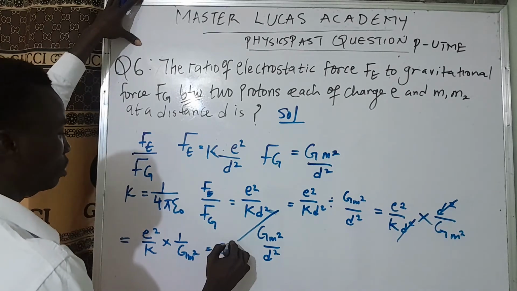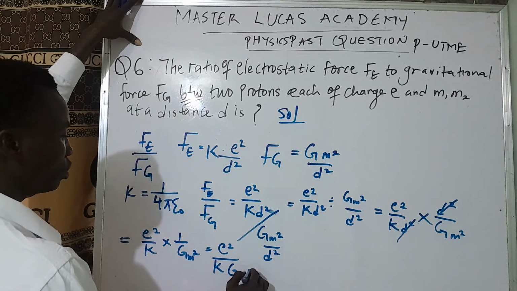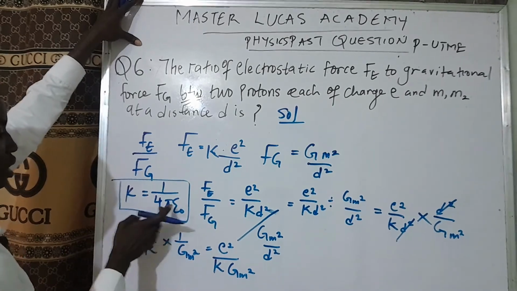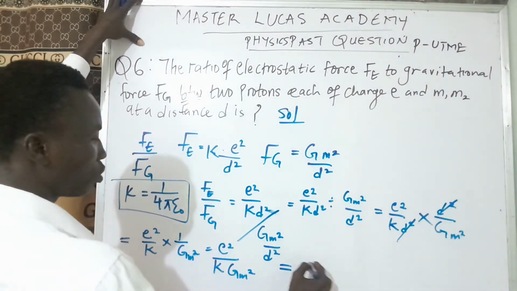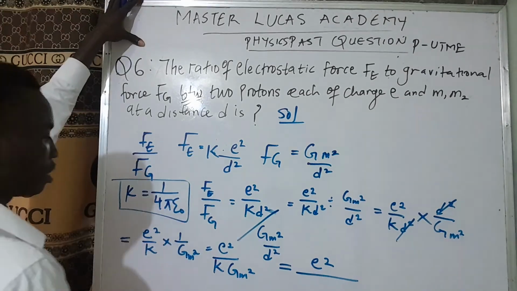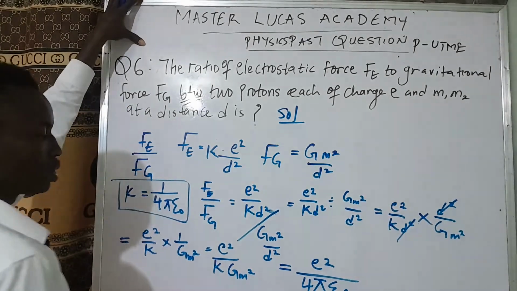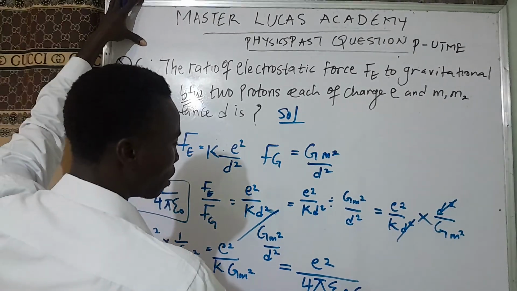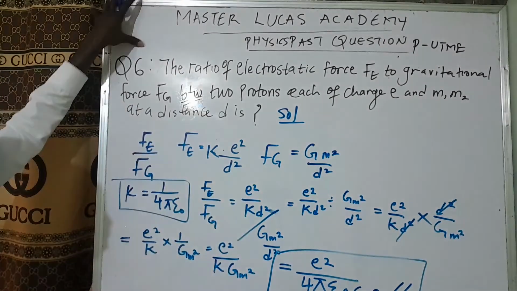When this multiplies this, it will give you e squared. When this one here multiplies this, it will give you k G m squared. So if our k is what we have in this place, which is equivalent to this, what are you going to have there? We are going to have e squared over, now our k is 1 over everything in this place, so you are going to have 4 pi epsilon naught multiplied by the G that we have here, multiplied by m squared. This is our final answer.